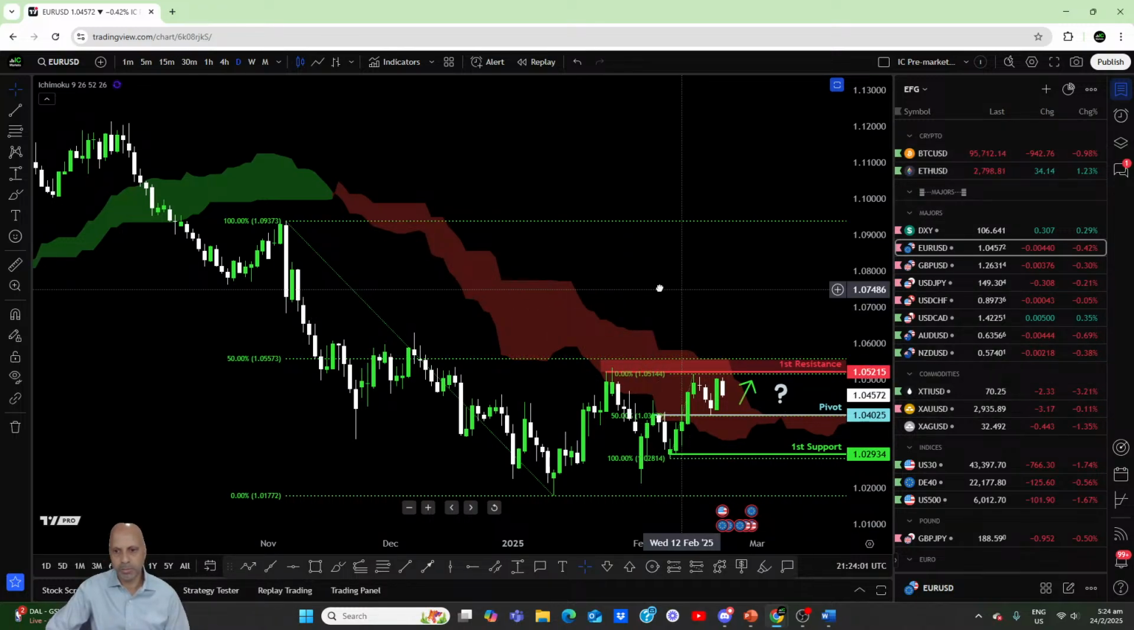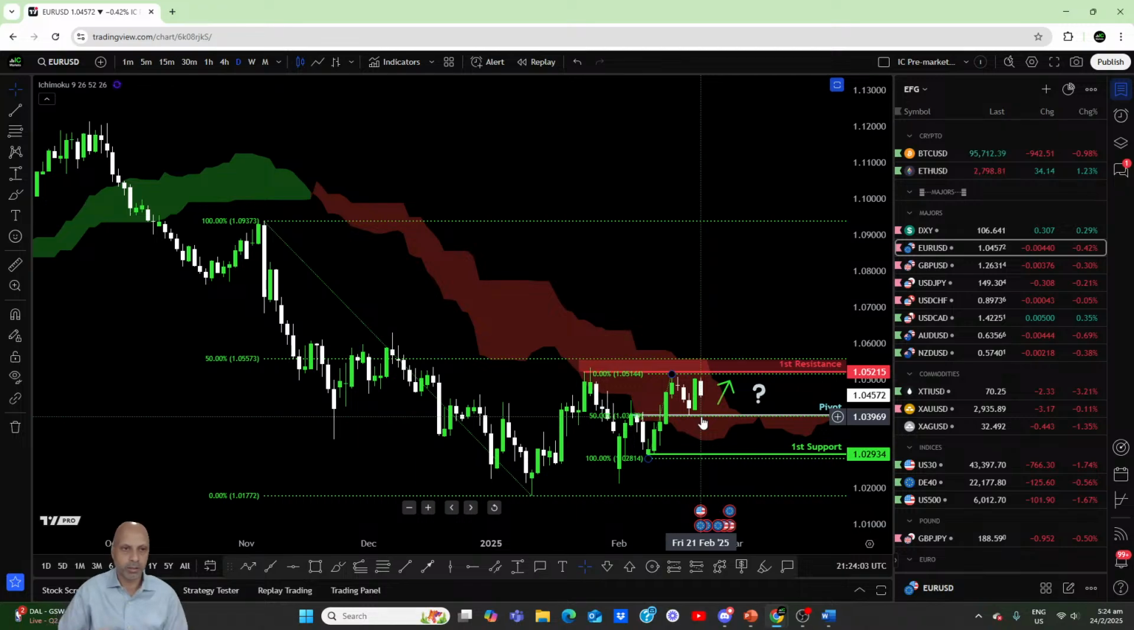So looking at the euro, of course, with demand for the US dollar returning on Friday, it would cause the euro to pull back as well. We can see that since the end of January, the level at about 1.0520 has functioned as a very strong resistance barrier.